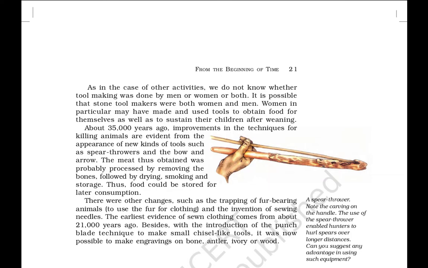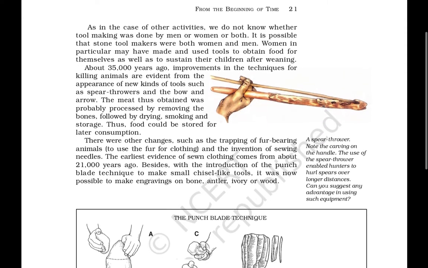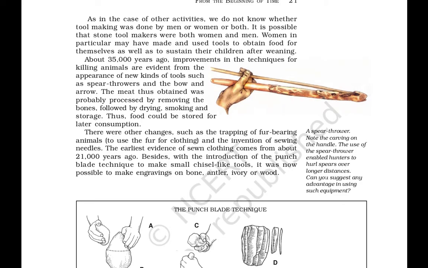The earliest evidence of sewn clothing comes from about 21,000 years ago. Besides, with the introduction of the punch blade technique to make small chisel like tools, it was now possible to make engravings on bone, antler, ivory, or wood.